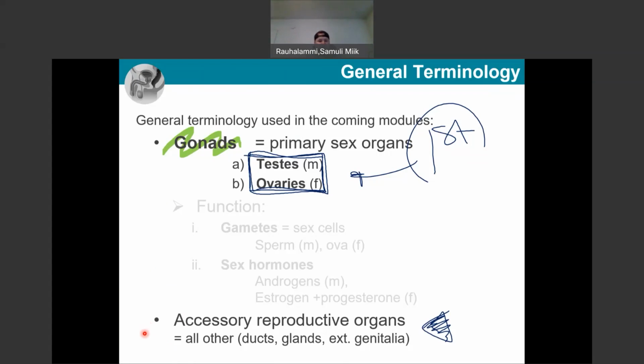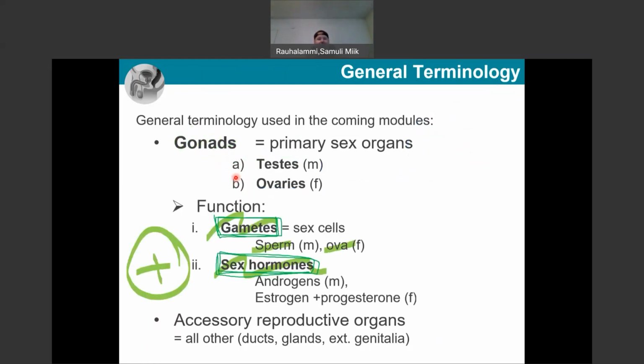But really all of these other glands, all of these other ducts are going to be our accessory structures, where the primary sex organs that we'll be focusing on are testes and ovaries. If we think of the function of the gonads, we will see that we are ending up with a two-fold function. The first function is obviously to produce the sex cells. So in the case of males, the spermatozoa, and in the case of females, the oocyte or ova, as it's sometimes referred to.